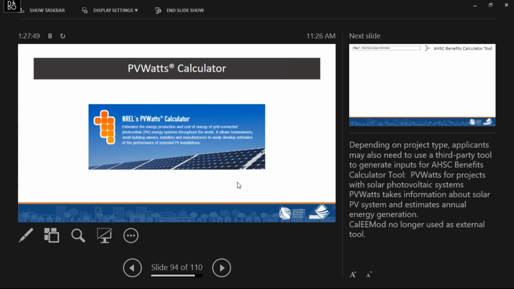As I mentioned before, there's one external tool that applicants might need to use depending on their project components. The PVWatts calculator is a web-based tool from the National Renewable Energy Laboratory that applicants with a solar photovoltaic aspect to their project can use to estimate annual electricity generation from solar, and then input that information into the benefits calculator tool. So now I'm going to go over just the overview of the steps to quantify the emissions reductions and co-benefits of a project at a high level.